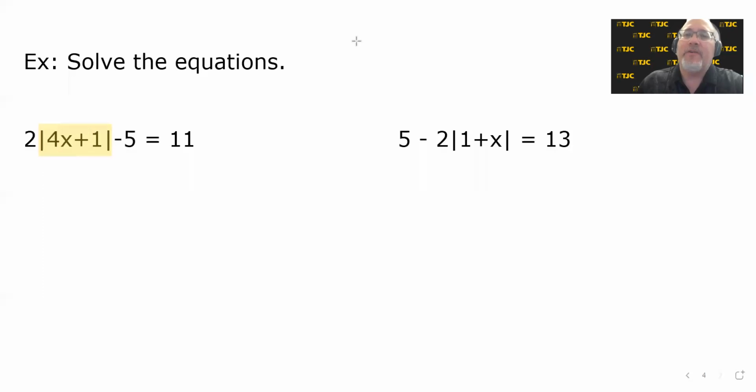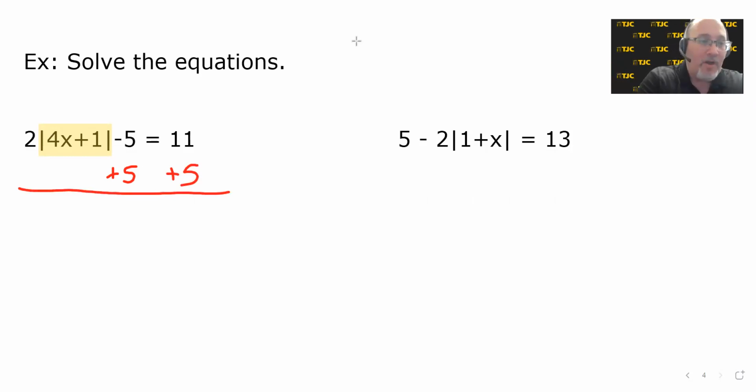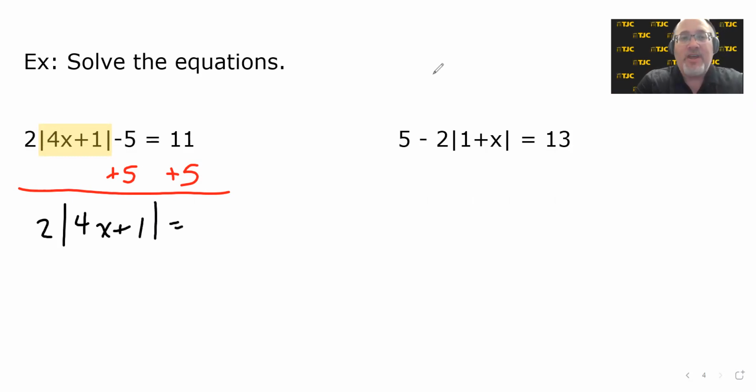Which one do we get rid of first? The answer is the 5. Since the 5 is subtracted, we'll start by adding 5 to both sides and see what that gives us. On the left, we still have the 2 times the absolute value of 4x plus 1, but the 5's cancel. And on the right, we get 11 plus 5 is 16. At this point, we're a little bit closer to having the absolute value isolated, except there's still a 2 multiplied in front of it. That's an easy problem to fix.